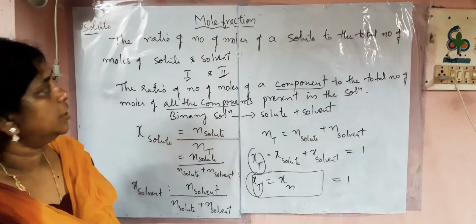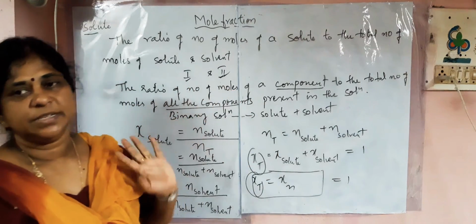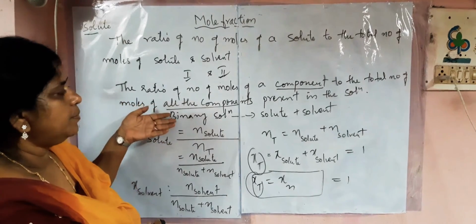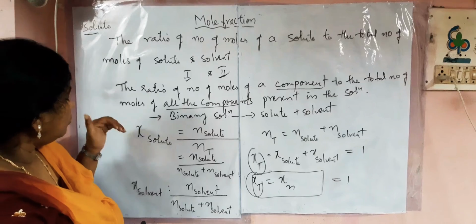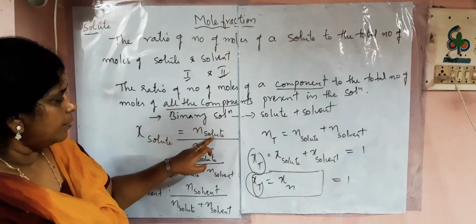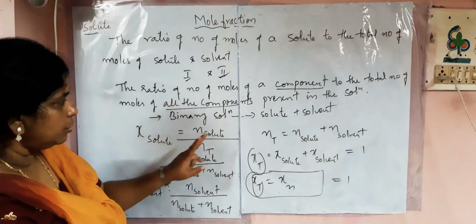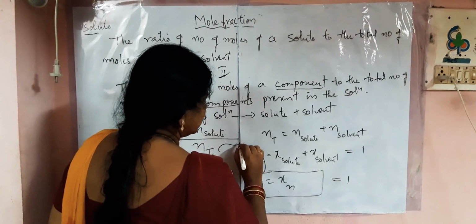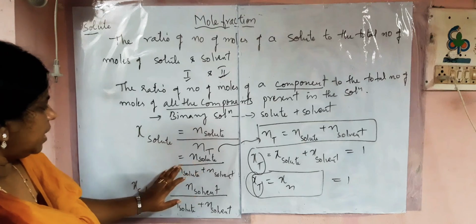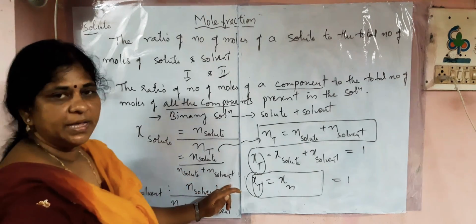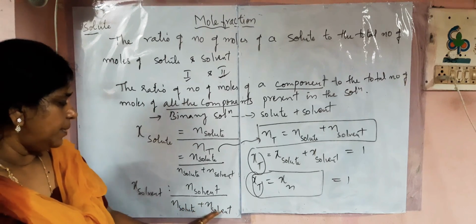So this is about mole fraction. What is mole fraction? It's nothing but the ratio of the number of moles of a component to the total number of moles of all the components present in the solution. We are taking the example of a binary solution, a solution which contains one solute and solvent. How do you determine the mole fraction of the solute? It is the ratio of the number of moles of solute to the total number of moles of the solution. Total how many components? Two components, solute and solvent. So your n total is the number of moles of solute plus the number of moles of solvent. Substitute this value: n of solute by n of solute plus n of solvent. Then the mole fraction of the solvent is the number of moles of solvent by the number of moles of solute plus the number of moles of solvent.